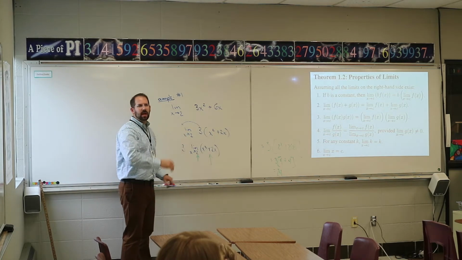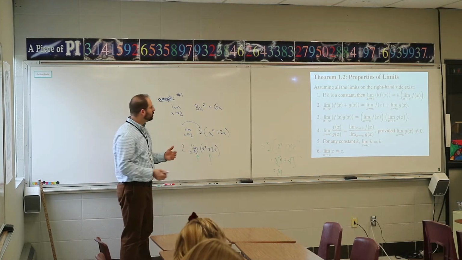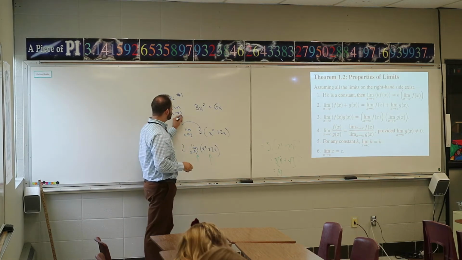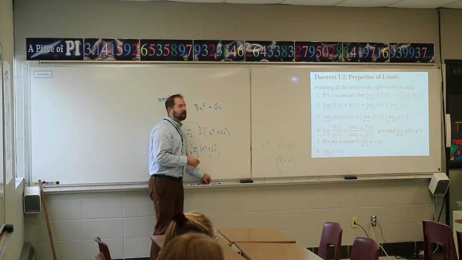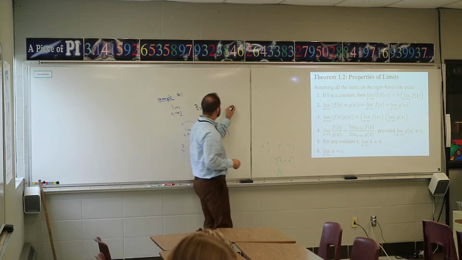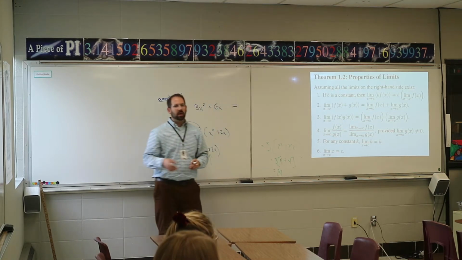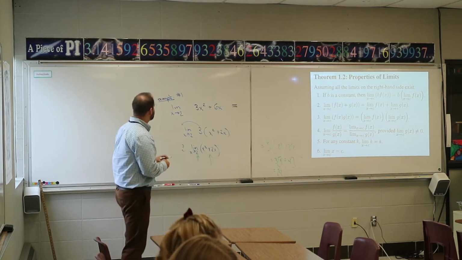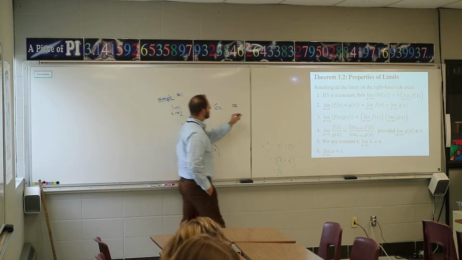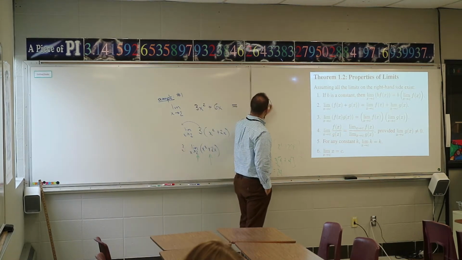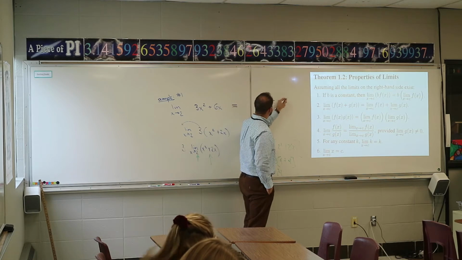Now, if you didn't happen to pull it out, let's say you didn't pull out the 3, you didn't even notice it, it's not on your radar, you didn't even know you could do that, you could have just plugged the 2 into the original problem anyway. So if I just go to this problem here, just plug in the 2. That's 3 times 2 squared plus 6 times 2.